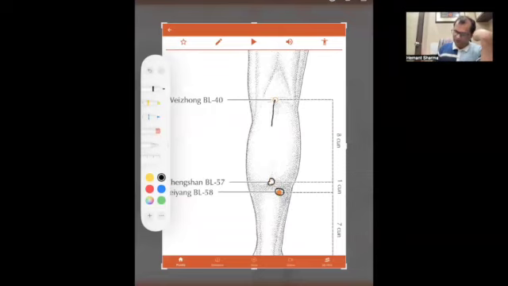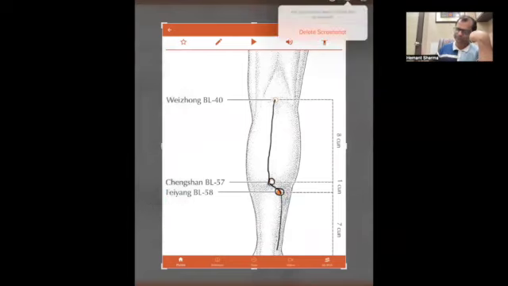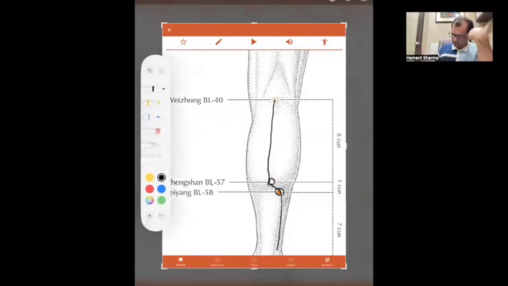Because the urinary bladder meridian is coming like this, then it is turning on the side. Then it's going like this. Right? So this point is located 7 chun up from the 60, from the ankle joint. If we go one more chun, then it is 57. So upper is 57 and the lower is 58.